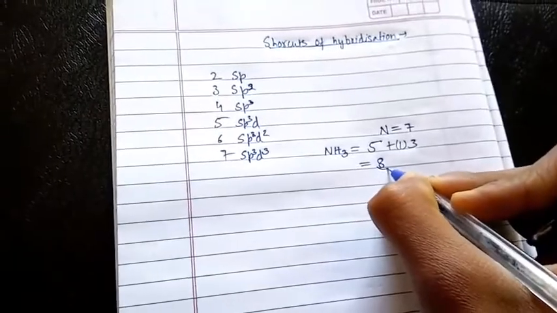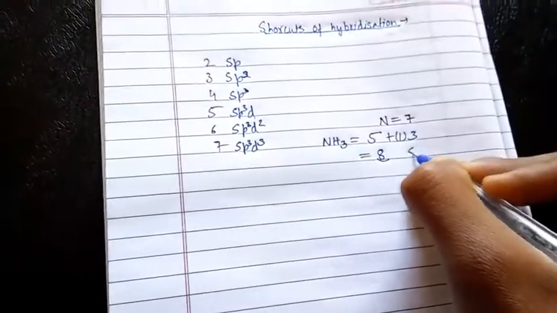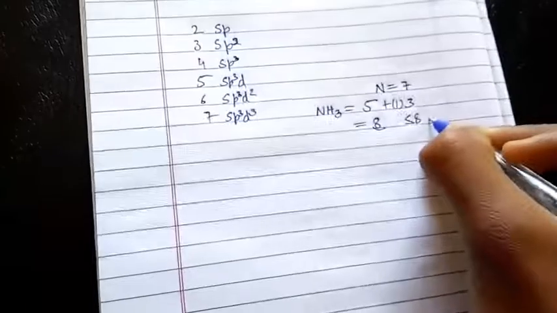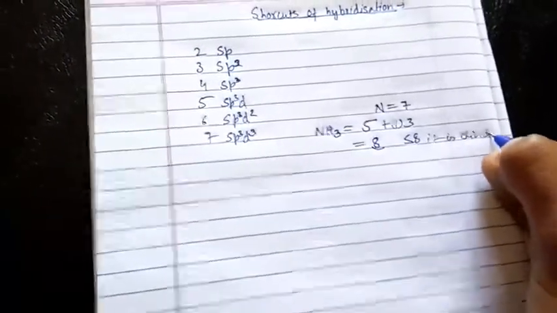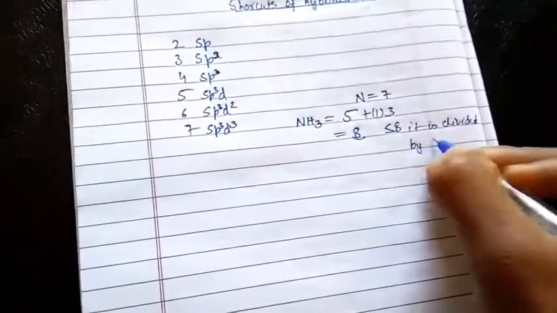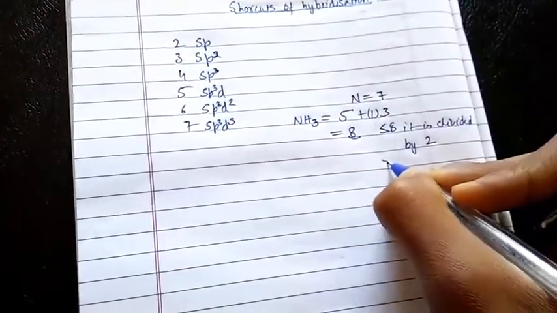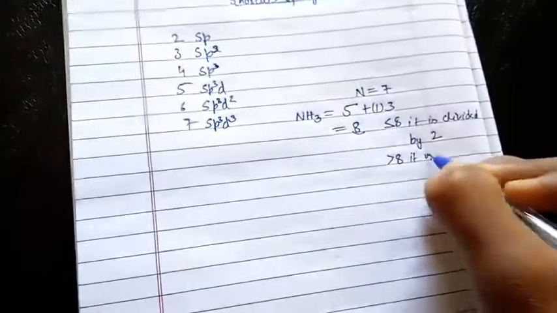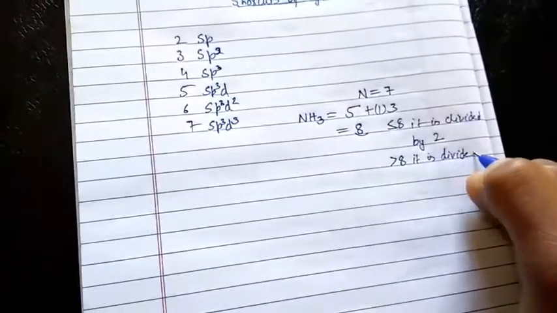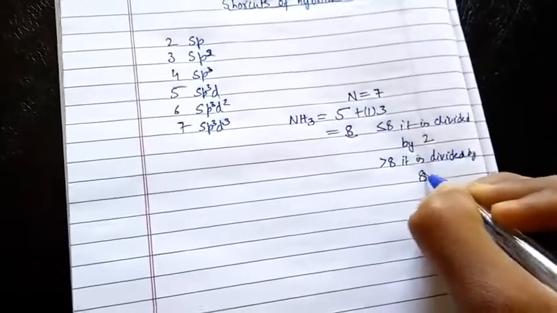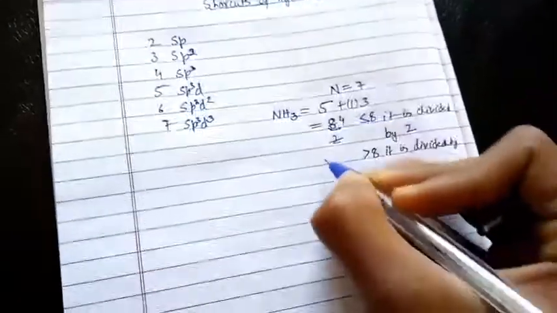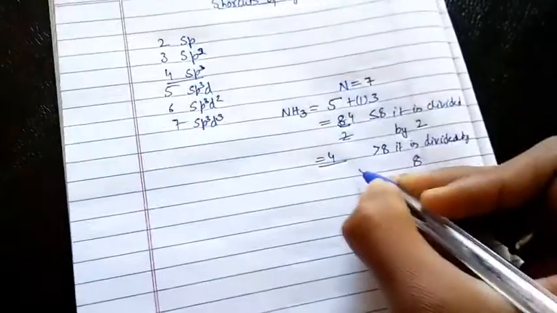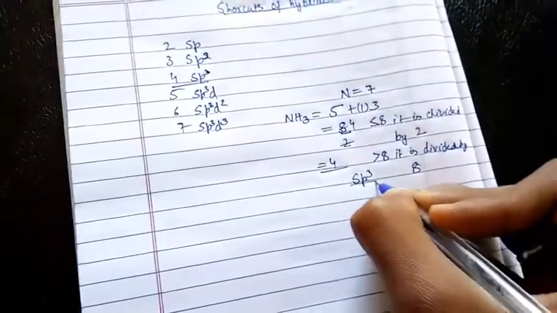If the value is less than or equal to 8, then it is divided by 2. If it is greater than 8, it is divided by 8. So it is equal to 8, so divided by 2, and it is equal to 4. And 4, now we have to check the table. At the table, 4 is sp3 hybridized, it means the NH3 compound is sp3 hybridized.